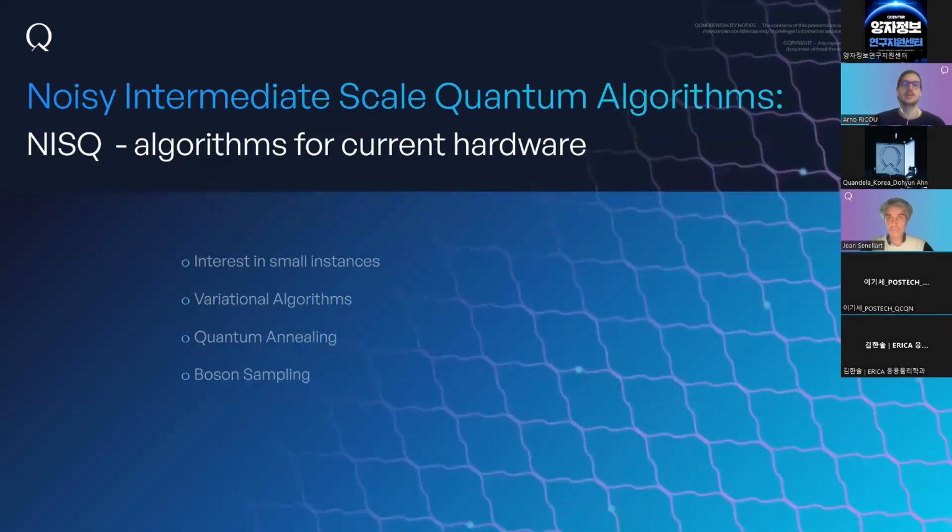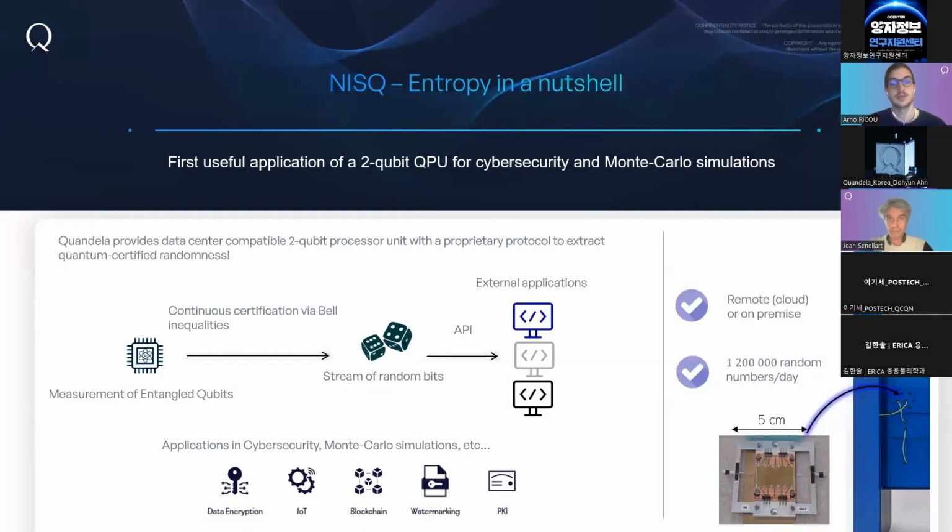And now the class of algorithm we are focusing on more these days, since they're the ones we can run on the current hardware, are the NISQ algorithms. The first example of that we actually implemented at Quandela is the generation of random numbers. We called it entropy.